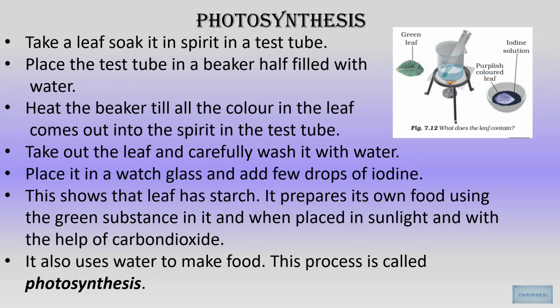So you can add few drops of iodine. Now it changes into blue black. That shows the leaf has starch in it, right? So it prepares its own food using the green substance called as chlorophyll which is in it, and with the help of sunlight it prepares the food called as carbohydrates. Now preparing food also uses water and carbon dioxide. This process is called as photosynthesis.